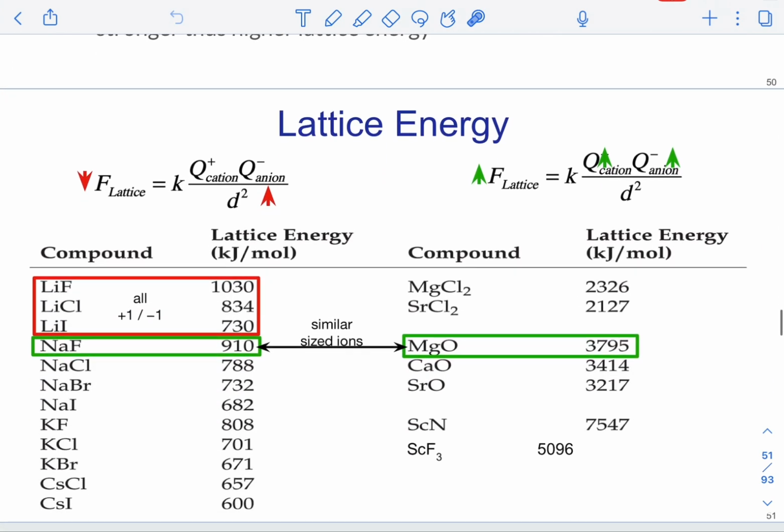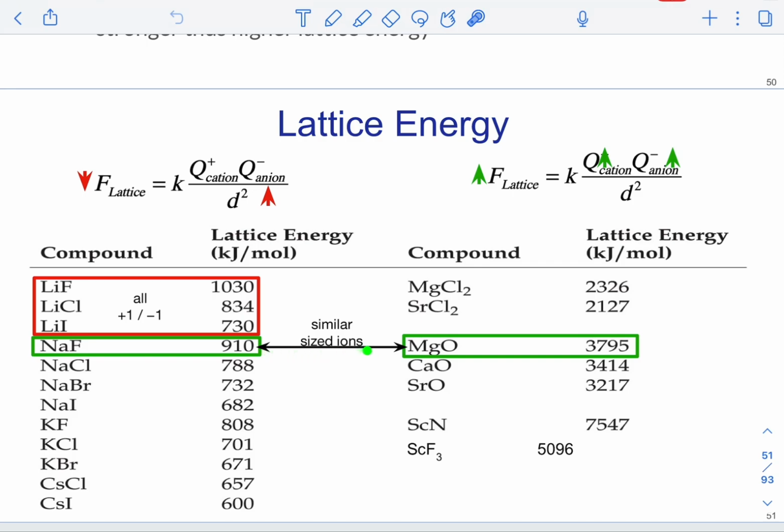So here are some examples of lattice energy. Here in the red box, you can see they are all Li, and they're combined with a 1 minus charge. They're all halogens. So here, the Q are going to be the same, but D is going to increase because as you go down a group, down the halogens here, our atoms get bigger. So our ions would get bigger as well. We would have more of a distance. So if the distance goes up, the lattice energy goes down. You can see as our halogens get bigger, our lattice energy is going down.